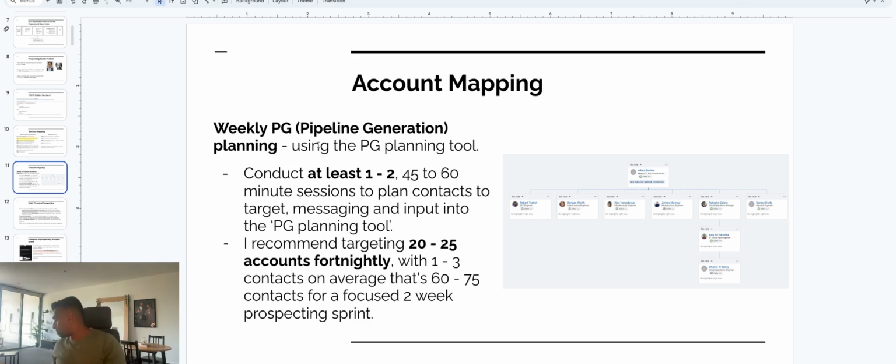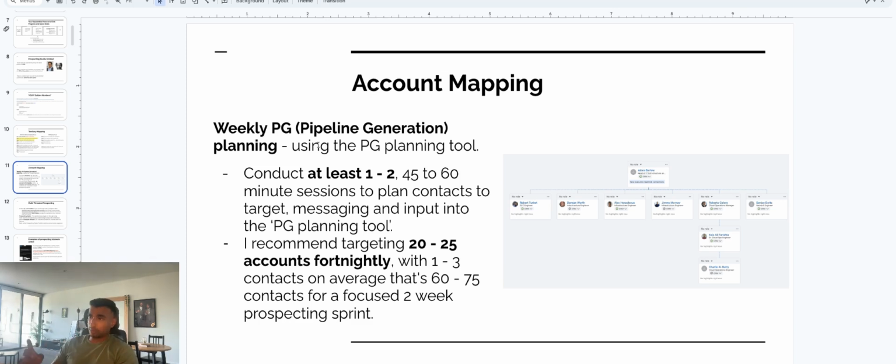Now, when we talk about weekly PG planning, when I say PG, I'm talking pipeline generation. If you hear me say PG, I'm talking pipeline generation. It's wording that we used to use when I was at Zscaler. It makes sense, it stuck. So how do you set up for prospecting?